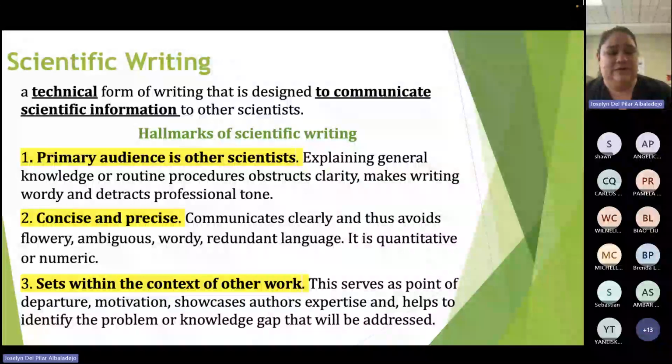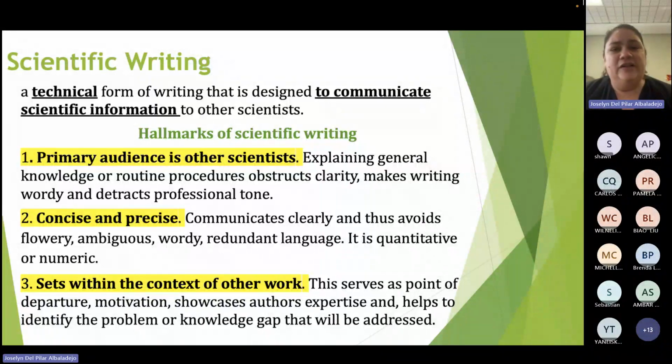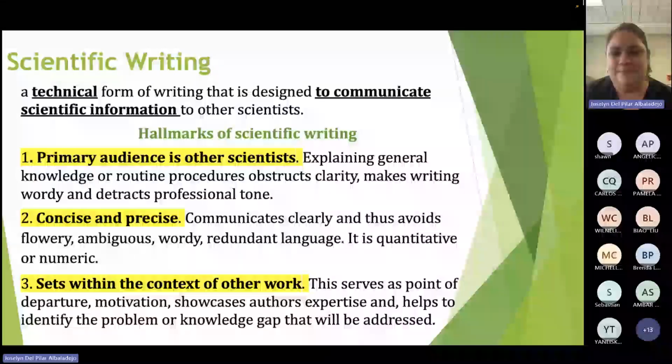We also want to set our work within the context of other people's work. So we do science and we stand on the shoulders of giants, right? We build science from the knowledge that is already presented. So we want to acknowledge that. We do that through the references, we do that through co-authorship, and we do that through the section that says acknowledgements, right?